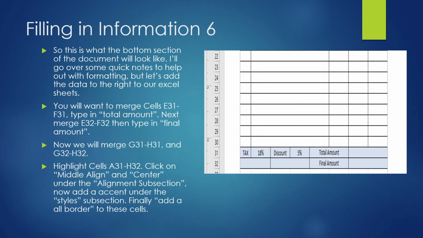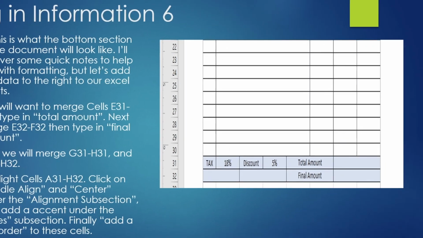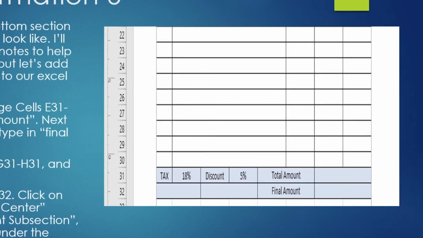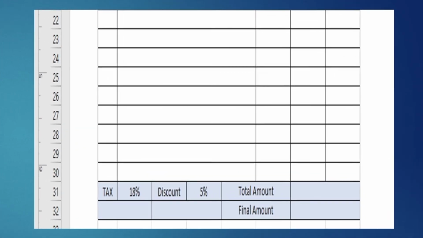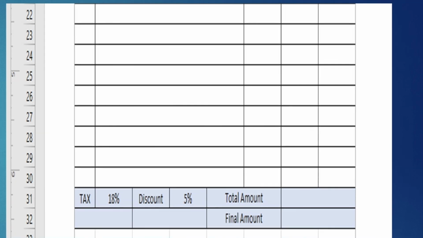I'll go over some quick notes to help out with formatting, but let's add the data to the right to our Excel sheets. You will want to merge cells E31 through F31. Type in total amount. Next, merge E32 through F32, then type in final amount. Now we will merge G31 through H31 and G32 through H32. Highlight cells A31 through H32, click on Middle Align and Center under the Alignment subsection. Now add an accent under the Style subsection. Finally, add an all border to these cells.